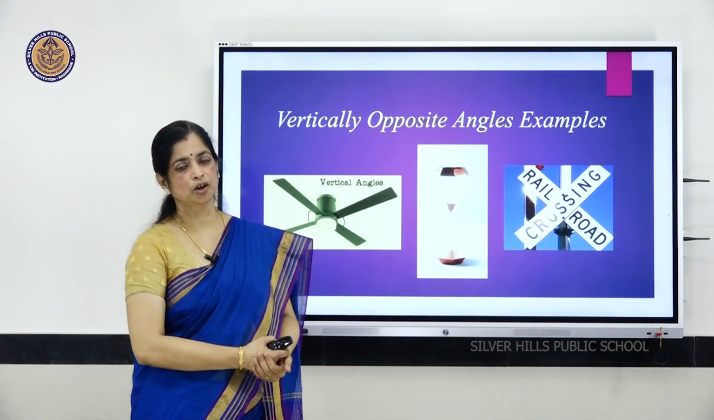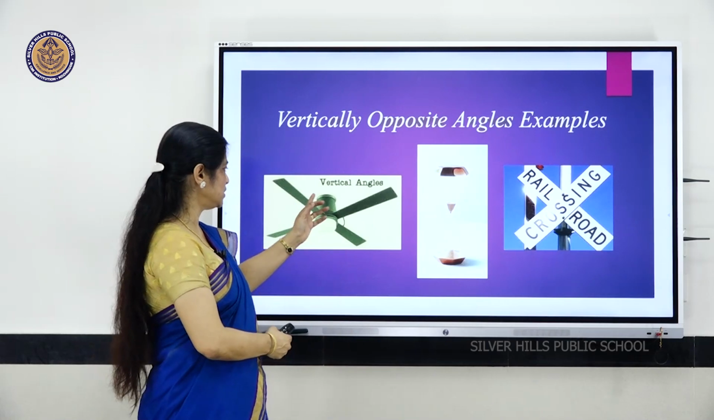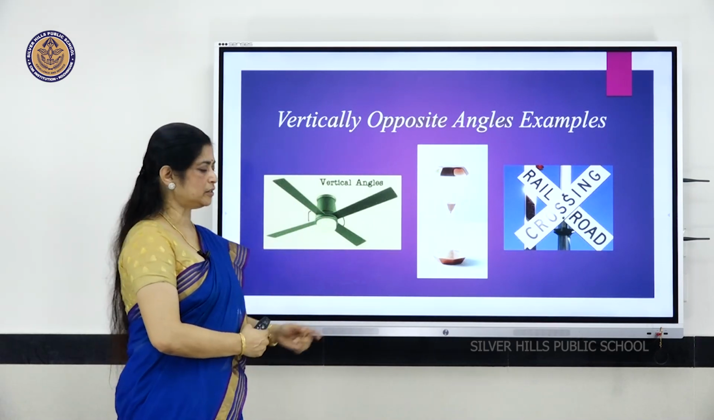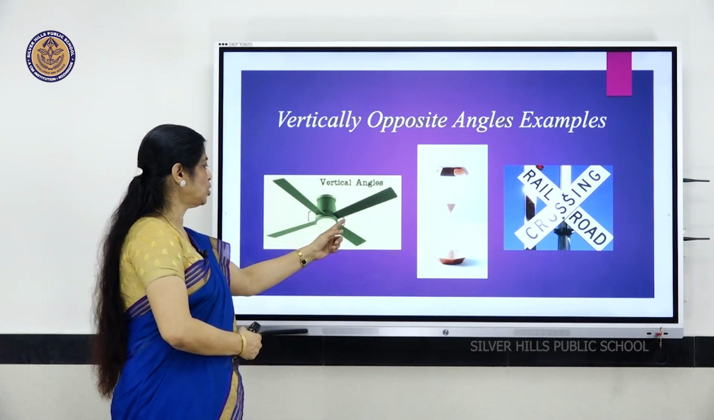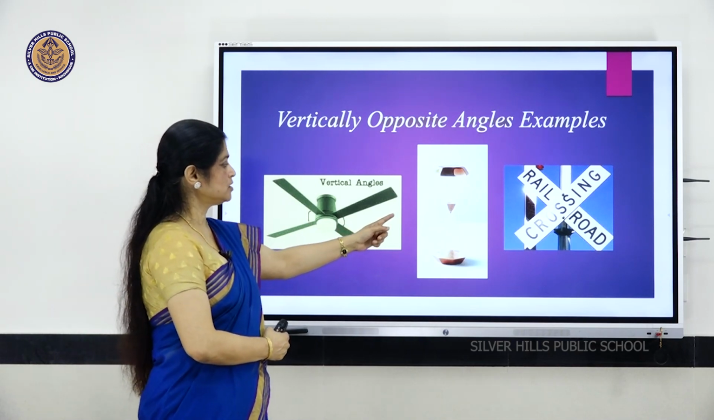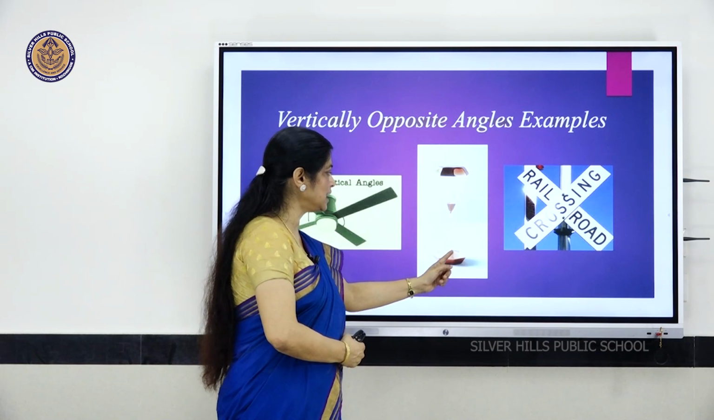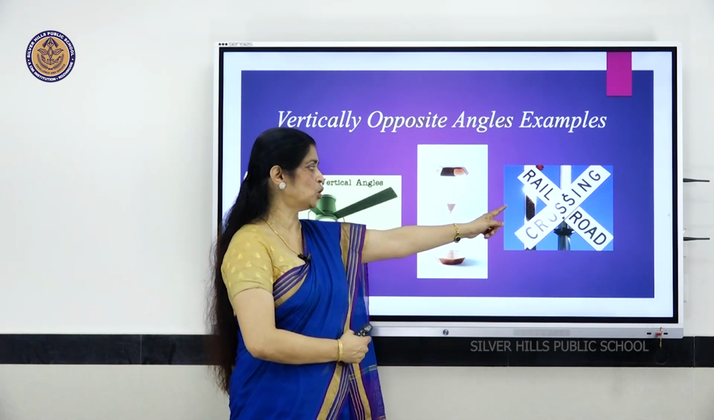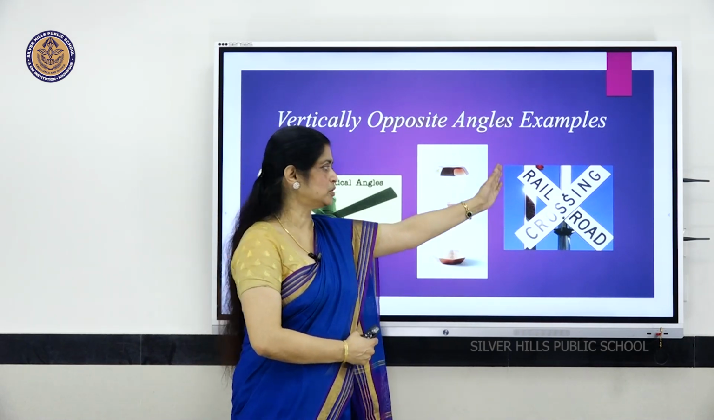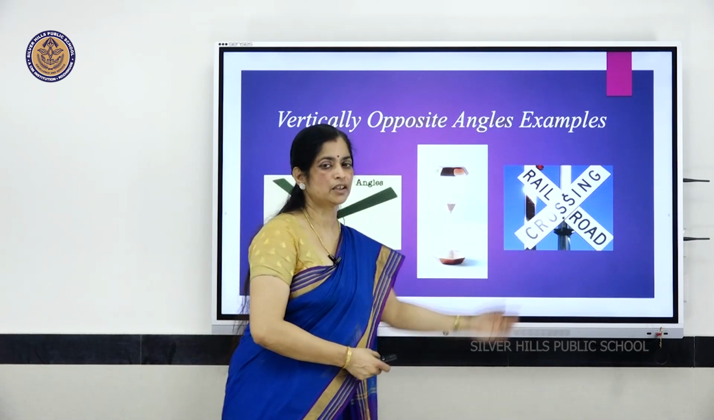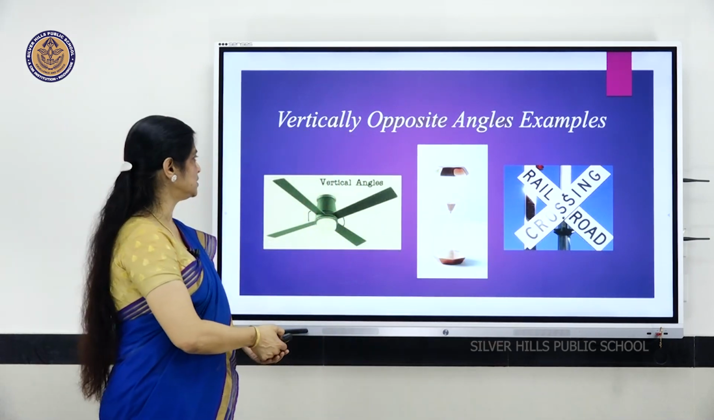Examples for vertically opposite angles. Look at the wings of the fan. You can see vertically opposite angles. Here, an hourglass. Here also you can see vertically opposite angles. Similarly, the railway crossing board gives you vertically opposite angles.